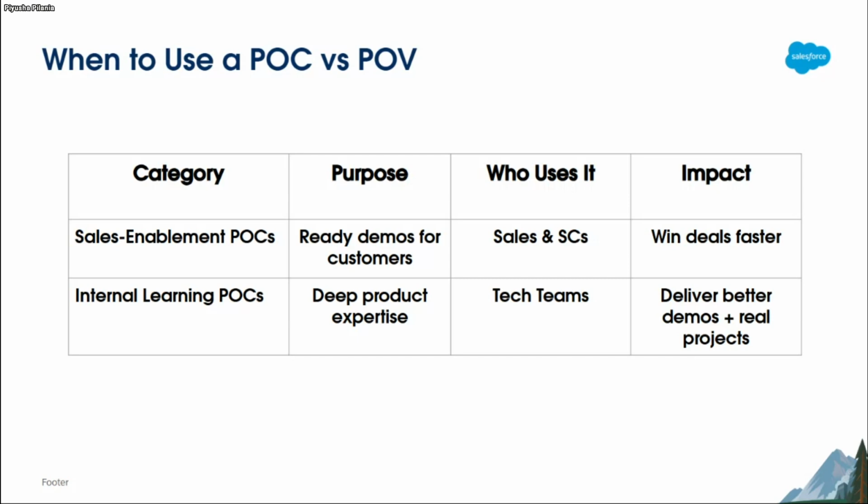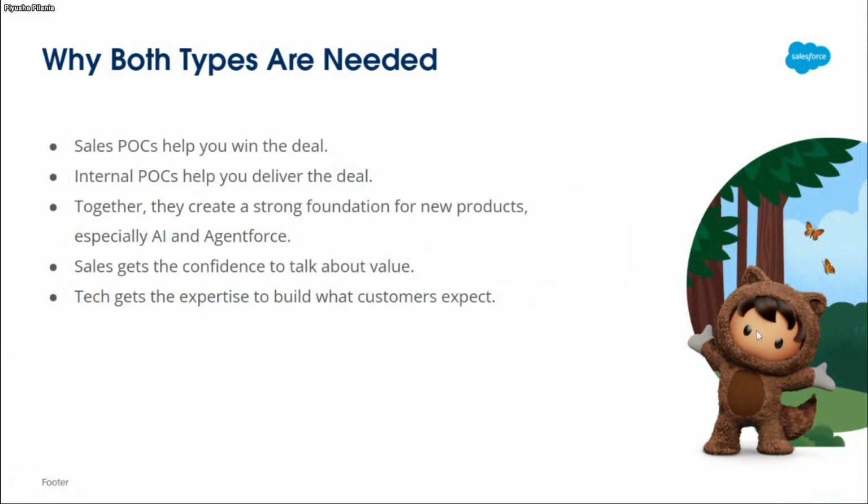The sales team is primarily the one which uses these, and the impact is to close the deals quickly, because these demos help them build trust with the clients and win the deal quicker because they're readily available for the sales team. Internal learning POCs, as we talked about, help you build deep product expertise. It is essentially for tech teams, and it helps you deliver better demos and real projects.